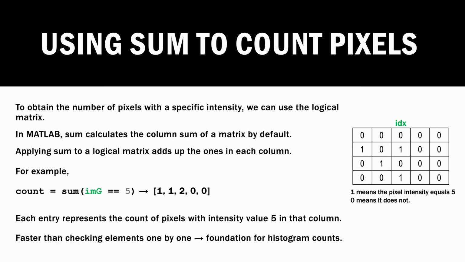To obtain the number of pixels with a specific intensity, we can make use of the logical matrix. Instead of checking each element one by one, we can take advantage of MATLAB's sum function. By default, sum calculates the column sum of a matrix. When we apply it to a logical matrix, it adds up the ones in each column. For example, when comparing IMG with the value 5 and applying sum, we obtain a row vector. Each entry in that vector represents how many pixels with intensity 5 are present in the corresponding column. This approach is much faster than examining every pixel individually, and it becomes the foundation for building histogram counts.